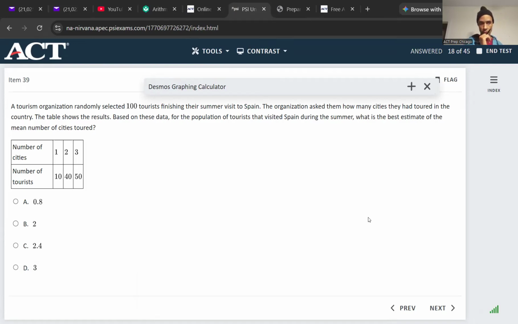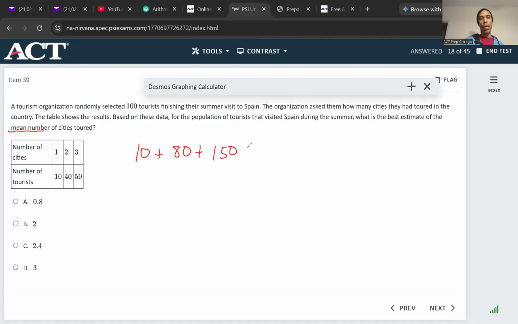Mean number of cities toured. So this is a weighted average, right? Mean is average, and it's a weighted average. So you had 10, 80, 150, because it says cities toured. Because if 40 people visit two cities, that's two for each of those 40, so that's 80 total cities toured.